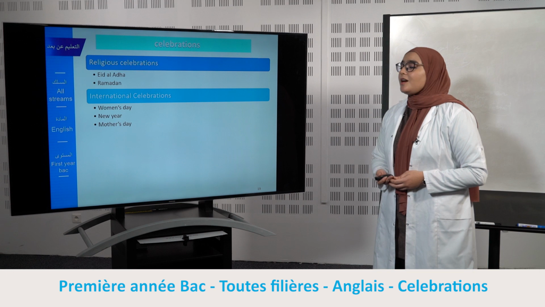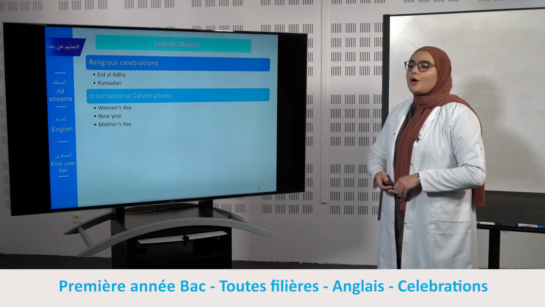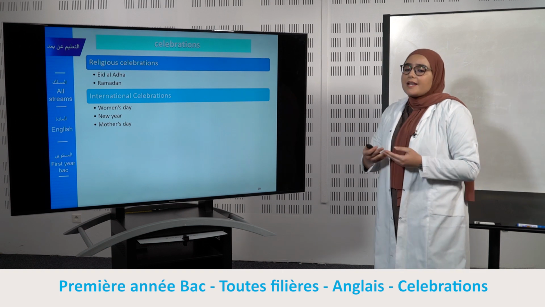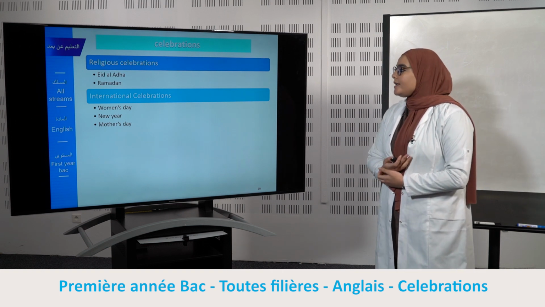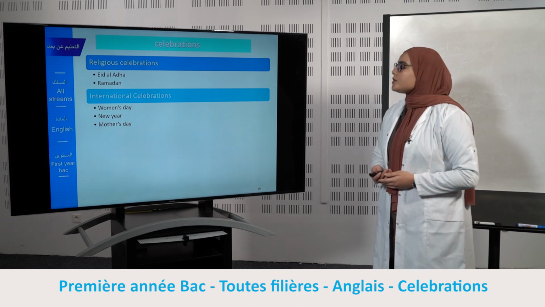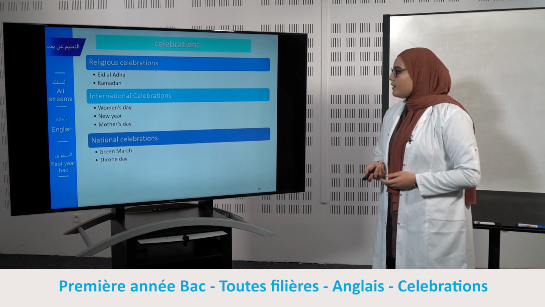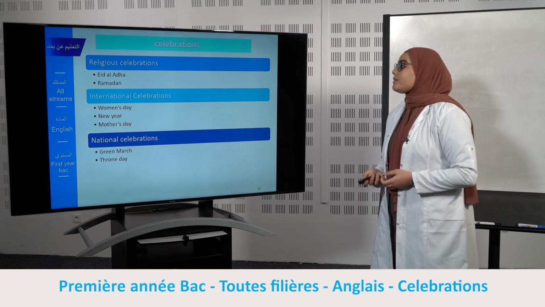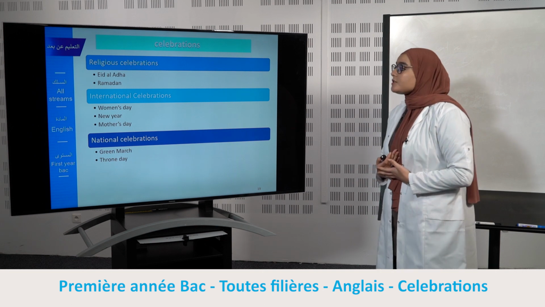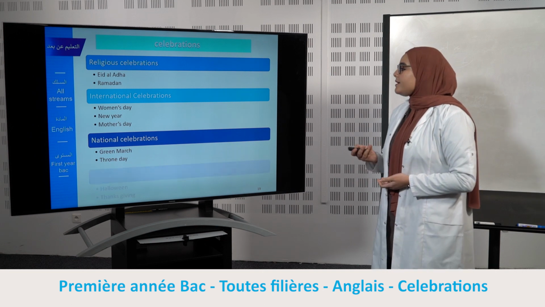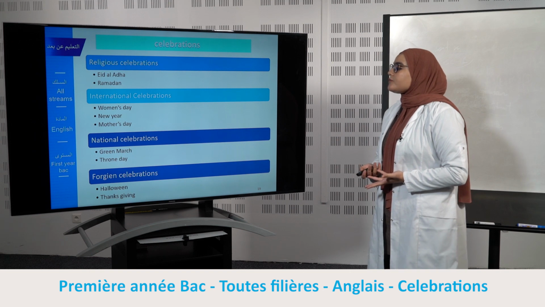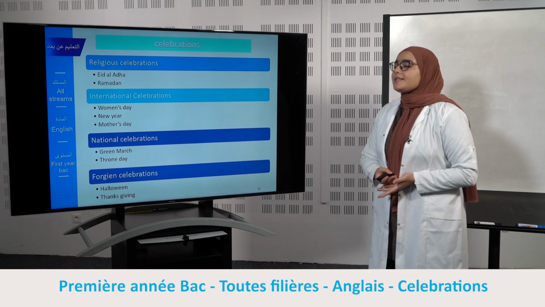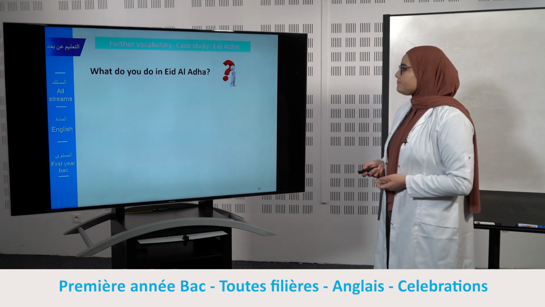International celebrations are celebrations that the whole world celebrates, okay? We have, for example, Women's Day, which is an international day. All the world celebrates it, okay? The New Year, of course, or Mother's Day. And the national celebrations, for example, the Green March or the Throne Day. These are our national celebrations. We as Moroccans, we celebrate them. And we have foreign celebrations, for example, Halloween and Thanksgiving. For example, Canada and USA, they celebrate Thanksgiving.